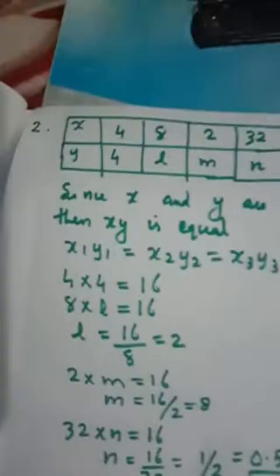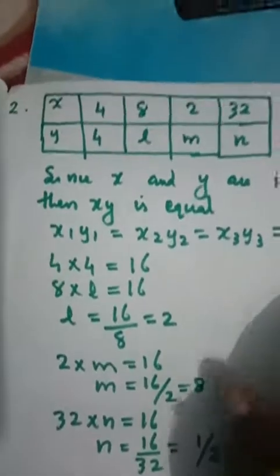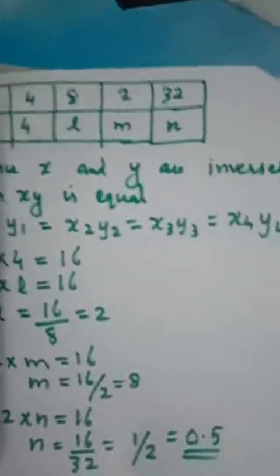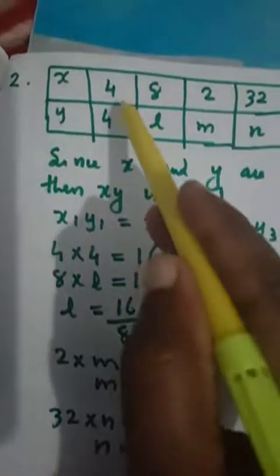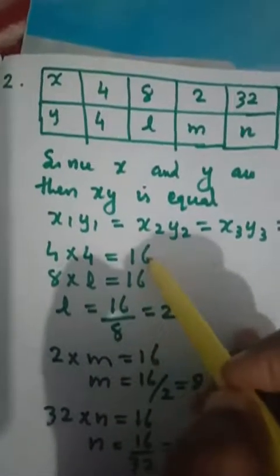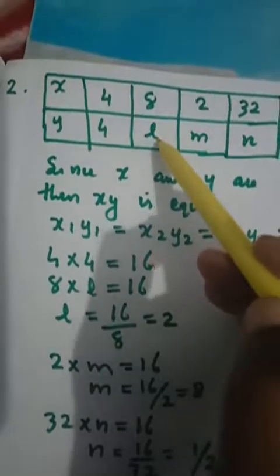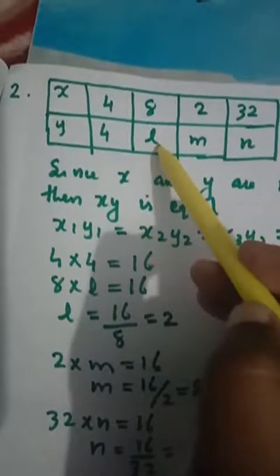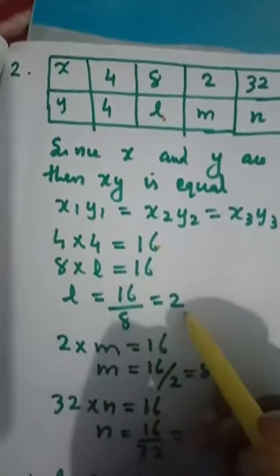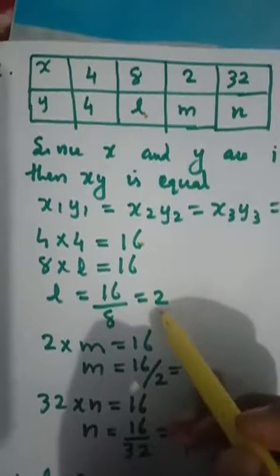Since x and y are inversely proportional, then xy is equal. x1 y1 is equal to x2 y2, and x2 y2 is equal to x3 y3, like that. So what is x1 y1? 4 into 4, 16, and 8 into L is also 16, all are equal. So 8 into L is 16, that means L is equal to 16 by 8, 2.